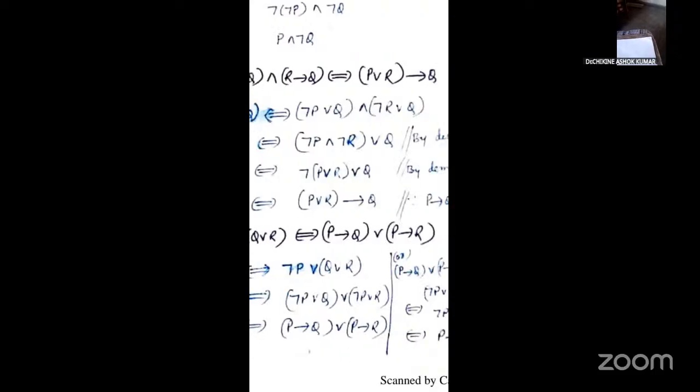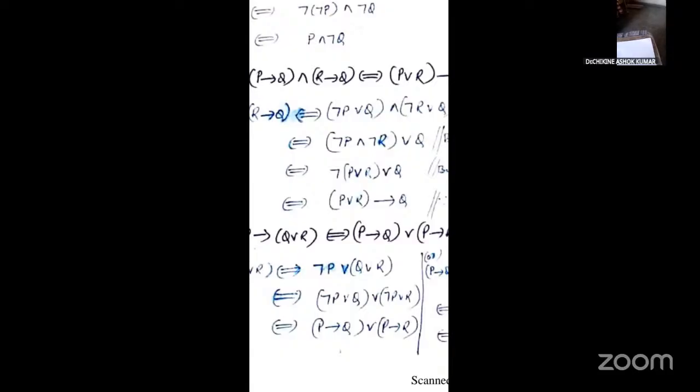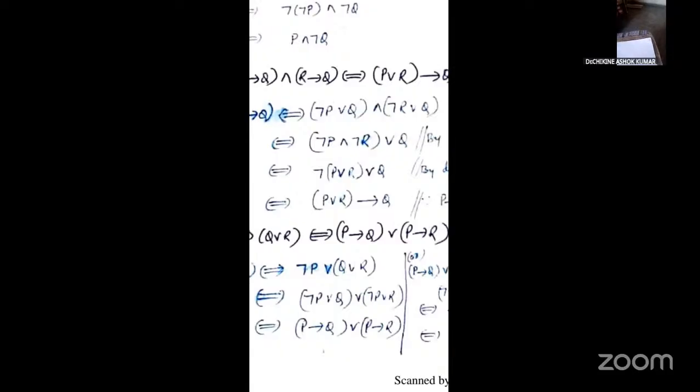So what about the formula P implies Q union R? For this quantity, I am applying the P implies Q formula. In the place of P, we have P itself, but in the place of Q, we have Q union R. So P implies Q union R will become negation P union Q union R.